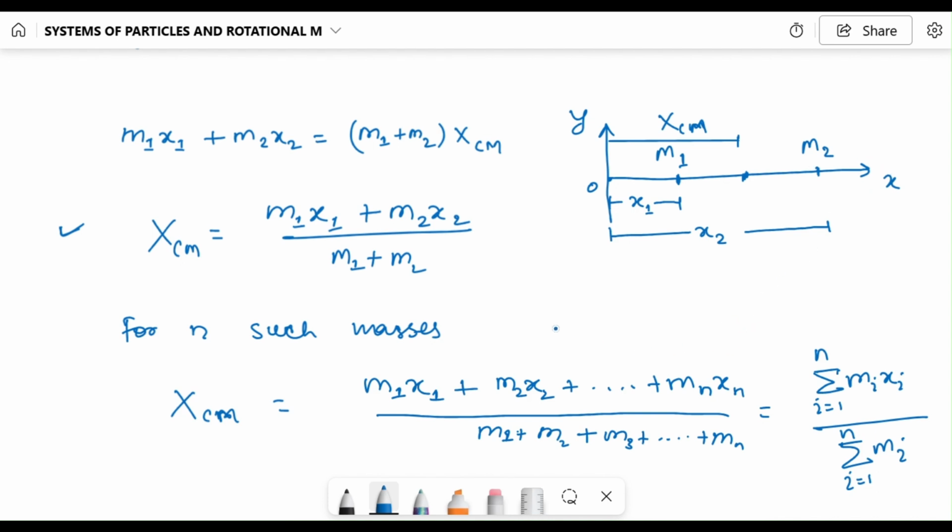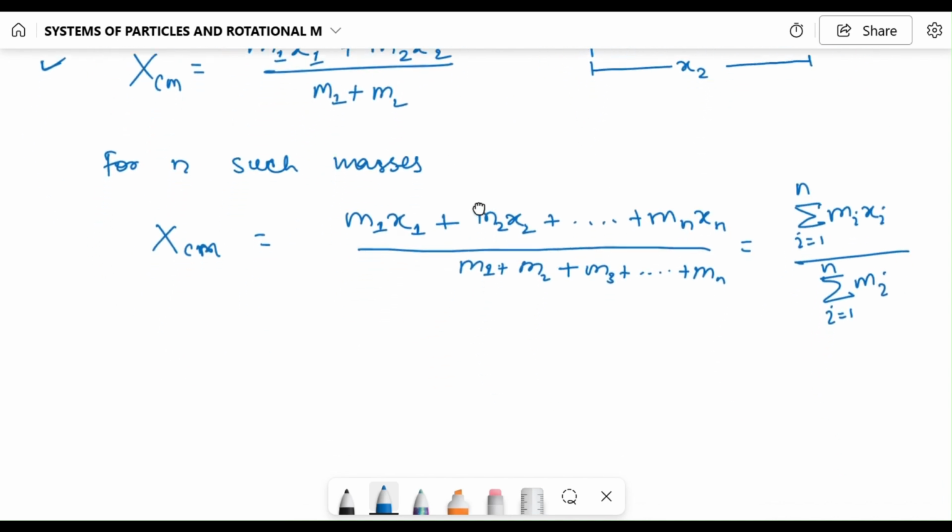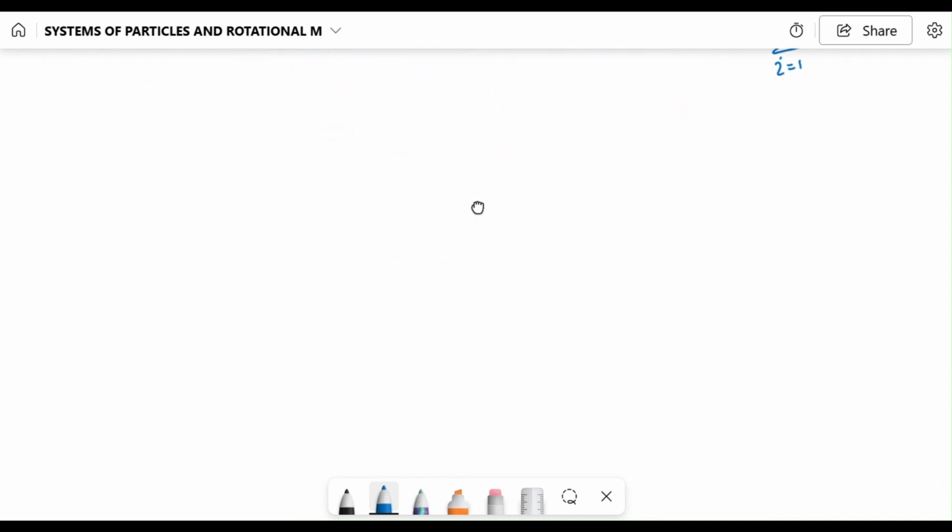Now what if these point masses are in two dimensions, meaning they are scattered in a plane? In that case, we can just extend our argument that there will be a new coordinate for the center of mass, y center of mass, and we can write m1 y1 plus m2 y2. Let us extend it for n bodies.